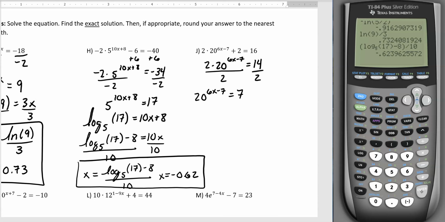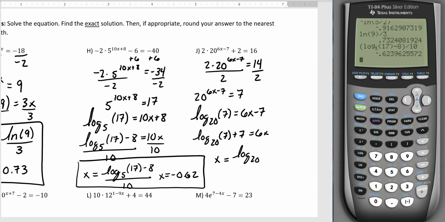Now as a logarithm, that would be log base 20 of 7 equals 6x minus 7. So I'll add 7 to both sides. So log base 20 of 7, and then plus 7 will equal 6x, and then I'll have to divide both sides by 6. So that'll tell me x equals log base 20 of 7 plus 7 divided by 6.